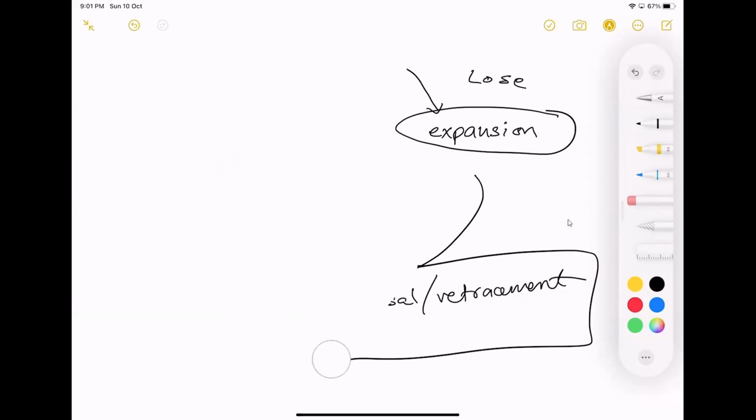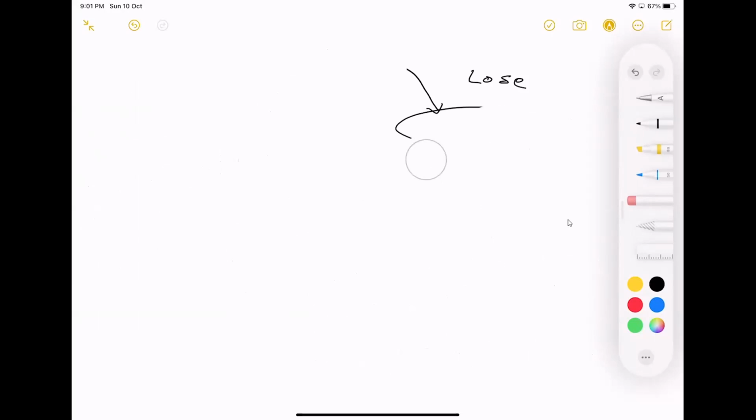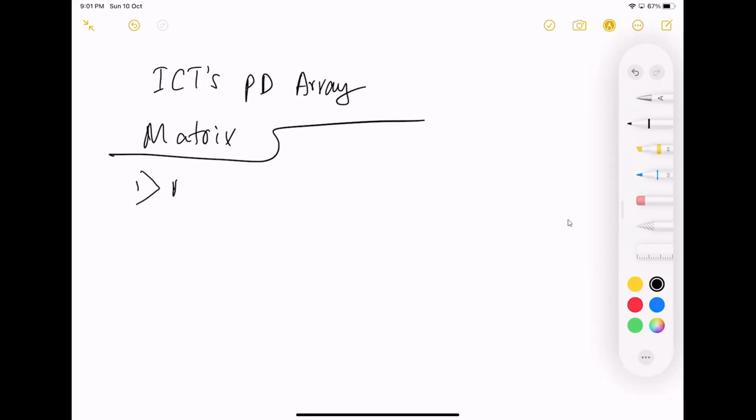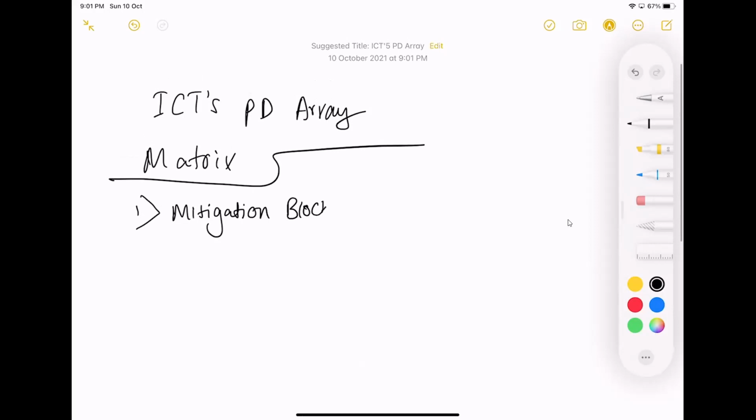All right, now for price to actually move, we understand that we have ICT's PDA matrix, right? Now, as ICT has explained, the first guy in the PDA matrix is the what? Mitigation block. Then the second guy is what? Someone help me out. Second guy is the breaker, right? So we have the breaker block.